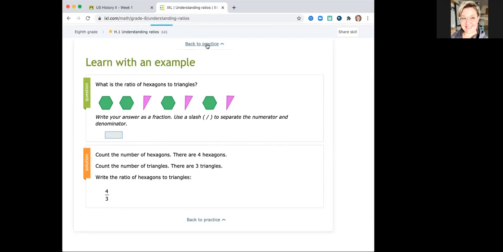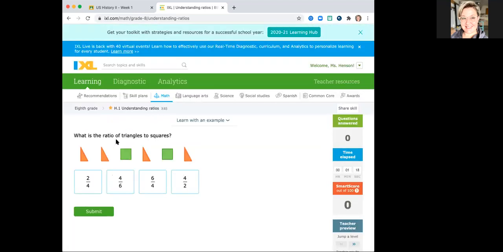Okay, so we're going to go back to practice. What is the ratio of triangles to squares? So we know that the top number is going to be triangles and the bottom number is going to be squares. It's important that we listen to the language and the order in which they ask the question. So we know for every 1, 2, 3, 4 triangles, there are 1, 2 squares. So 4 triangles for every 2 squares.